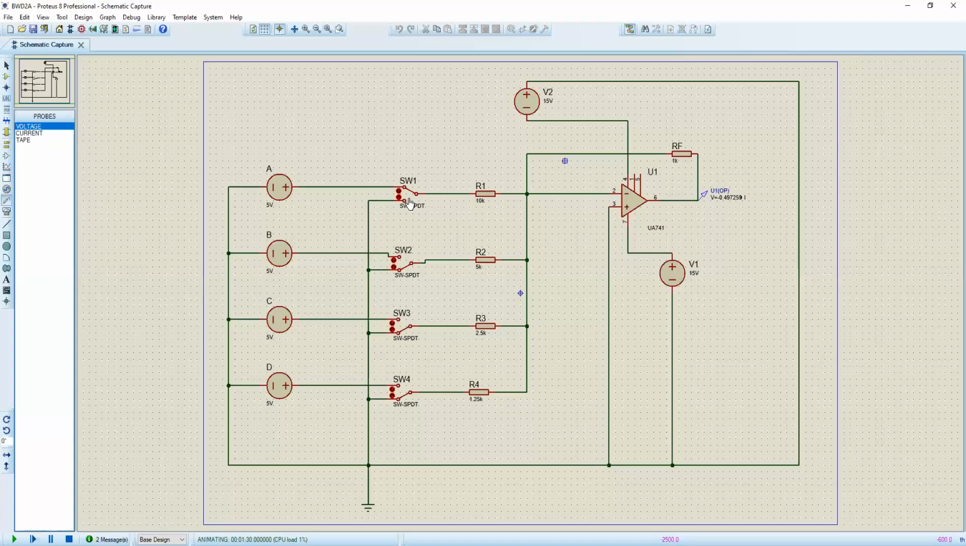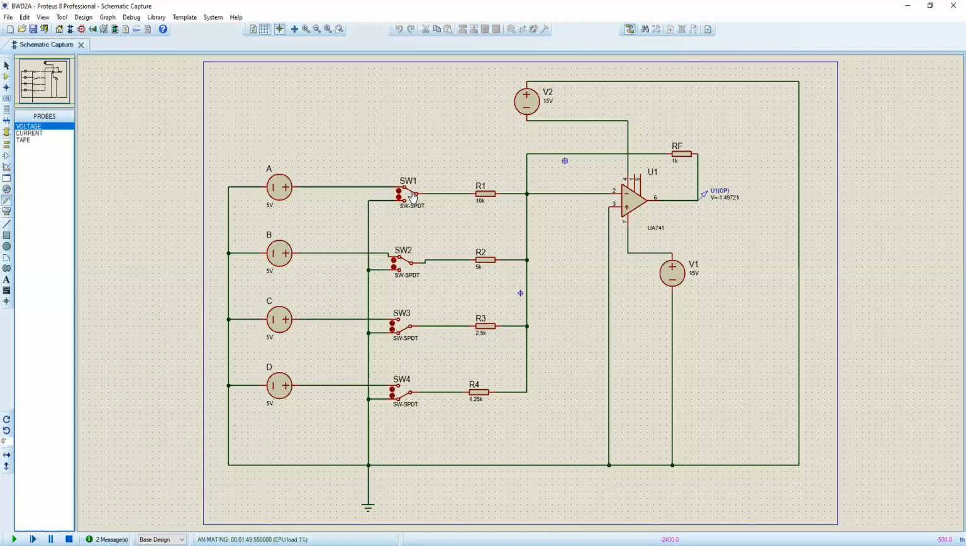What happens when we get a binary 2? That means our B input will be 1 and A will be 0, and you can see the output is 1. That is, when the input is 2, the output is 1.199 volt, or approximately 1 volt. When the input is logic 3, that means 0011, we can see the output is close to 1.5 volt.